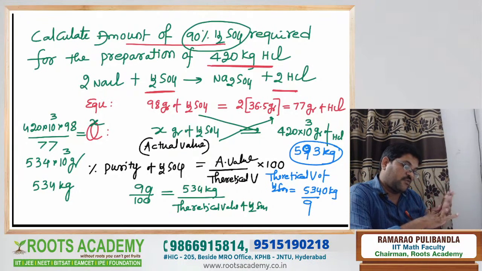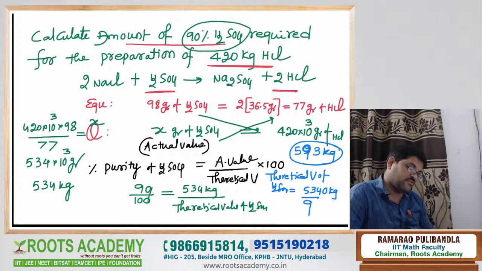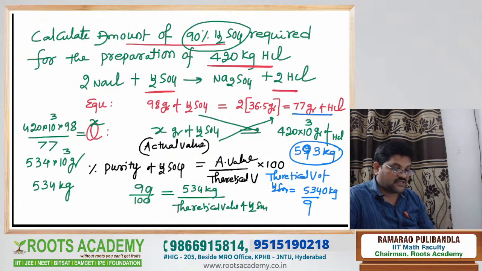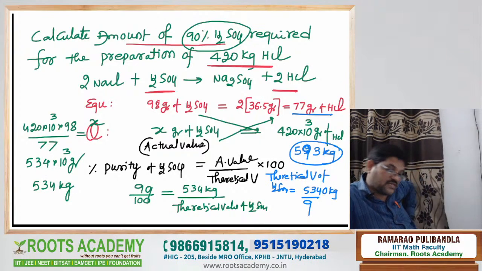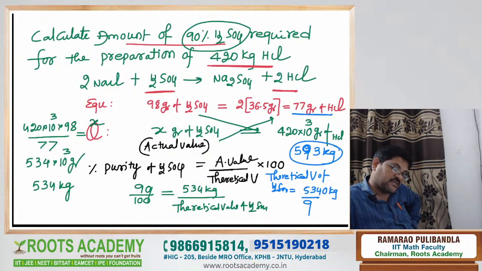According to the equation, the amount of 90% required. According to the equation, for 98 grams of the H2SO4, 77 grams of HCl required. For 420 into 10 power 3 grams of HCl, how much required? X grams is the actual value. Therefore, percentage purity of H2SO4 is equal to actual value by theoretical value into 100. So percentage purity is 90%. The 90% means, 100 comes this side, 90 by 100 is 0.9.